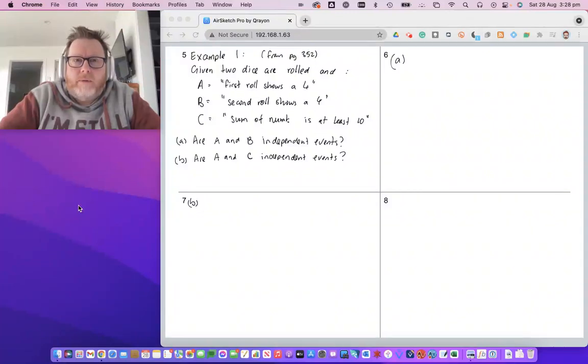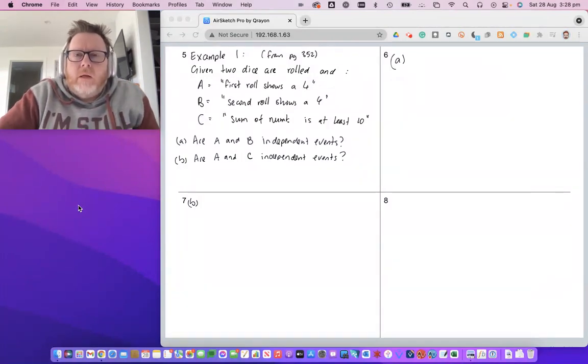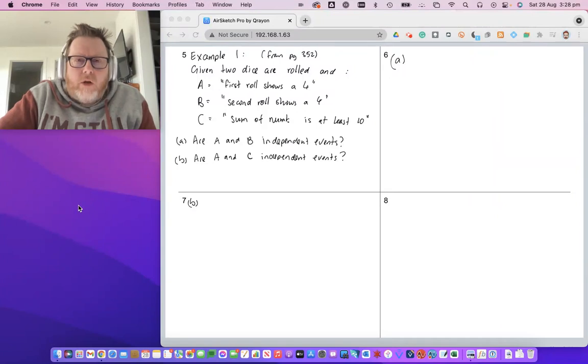So let's crack on with a couple of examples. The examples are slightly tweaked from the textbook, but I've given page references so you can see where they've come from. So example 1 here says 2 dice are rolled and the following events are defined.